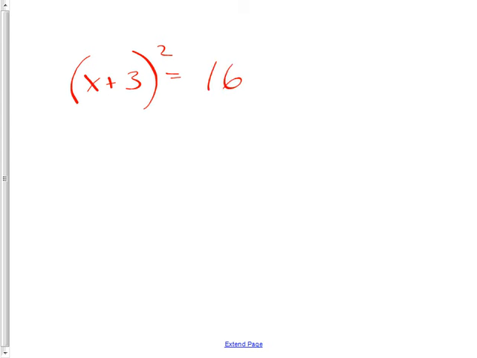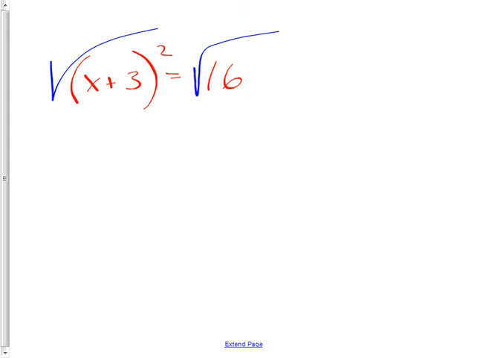All right, your first job on this one is either you can stretch that out and say x plus 3 and x plus 3 and multiply it all the way out, but there's a much faster way. How can I get the squared off of there? Square root. Do the square root of both sides. Square root, square root.